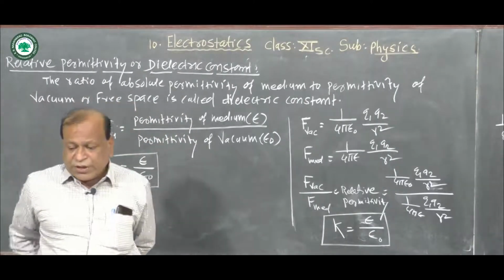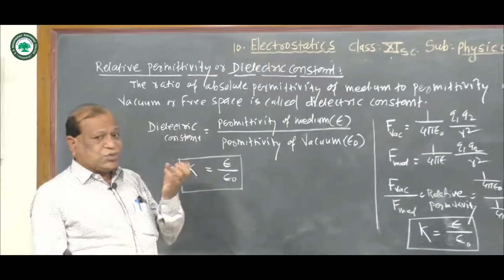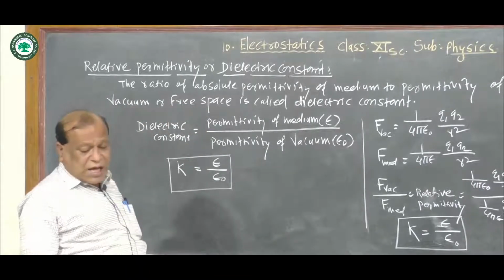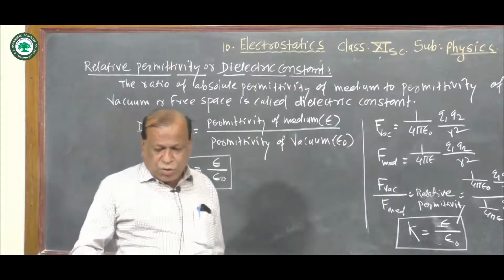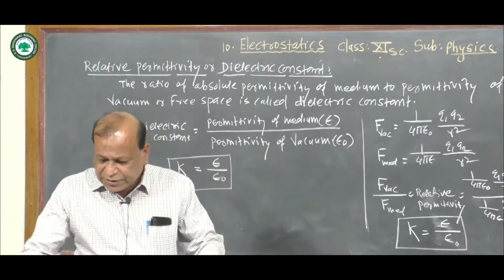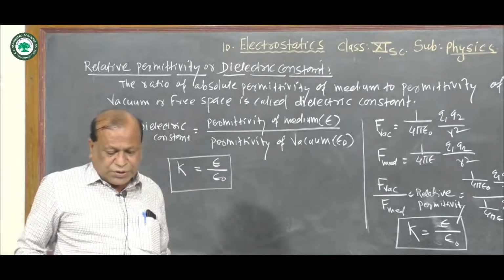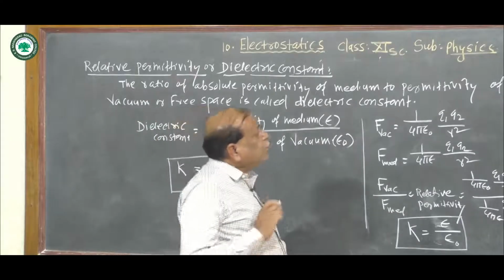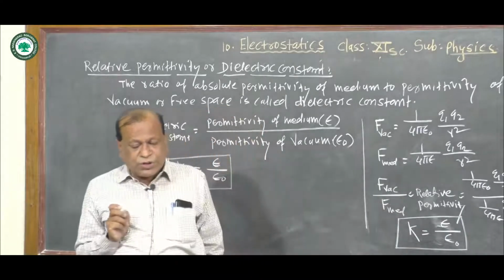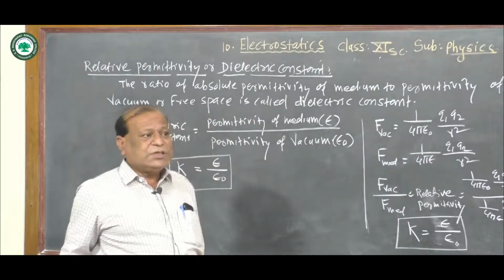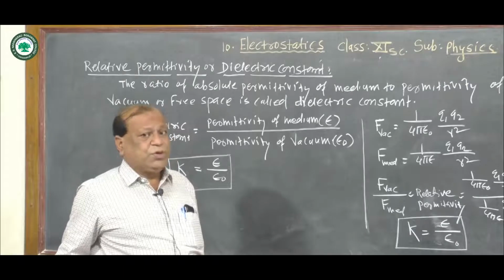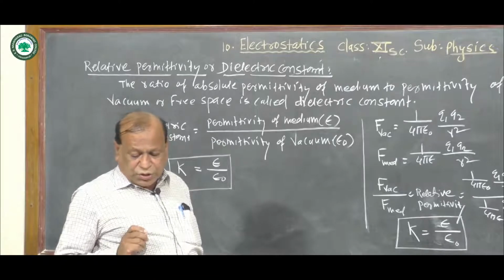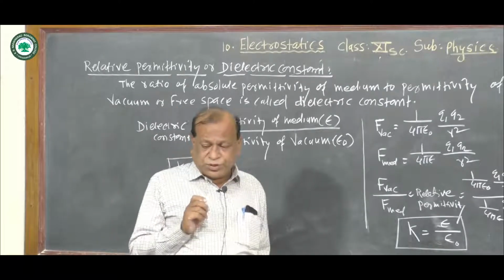In this way, we shortly completed this small article on relative permittivity, or dielectric constant. Now we see another small article on the definition of unit charge, or the unit coulomb. Charge is measured in the SI unit coulomb, you know that. Now we have to define the unit of one coulomb of charge.